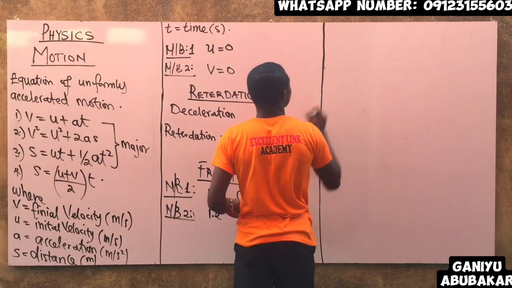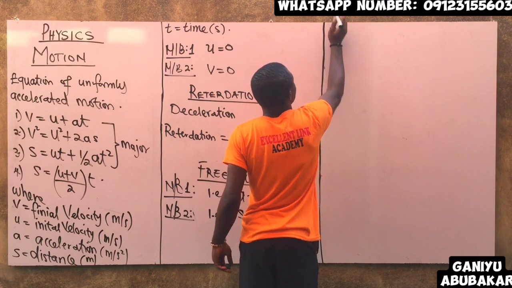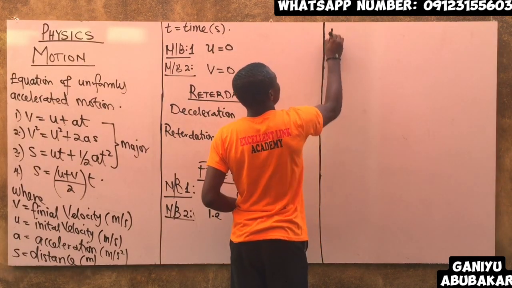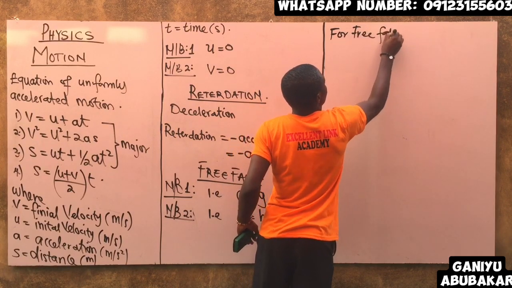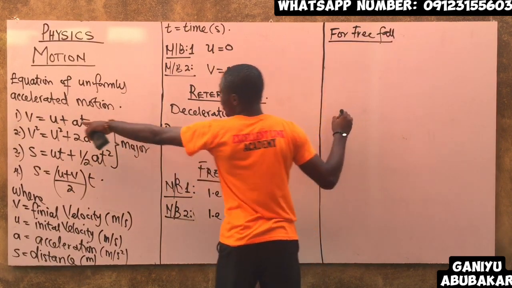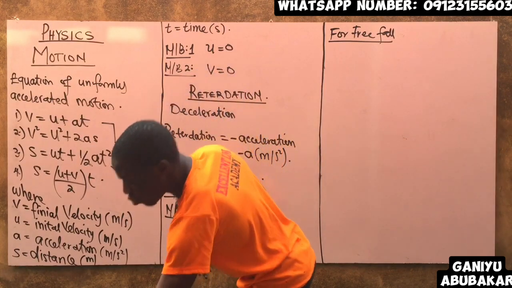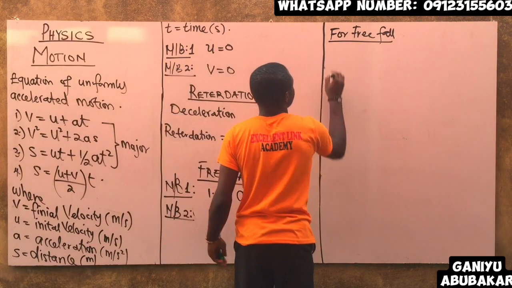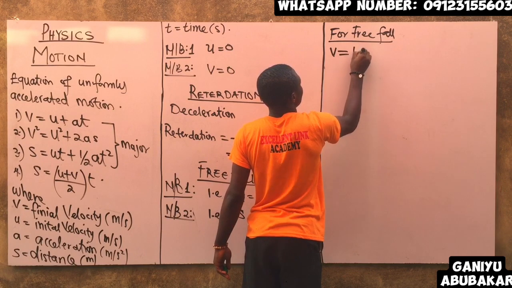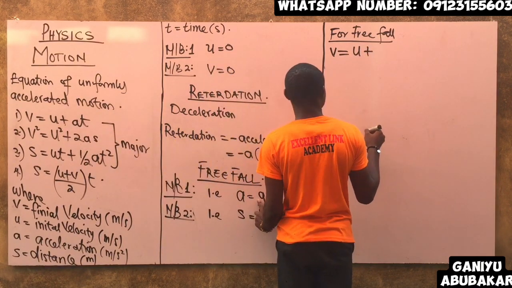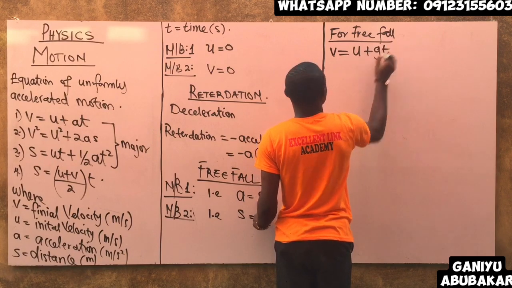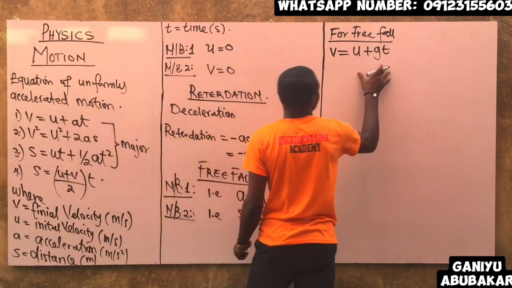So for free fall, the equations go below. Start with this: I have v = u + at. We said a is equal to what? Gravity, that's g. Next up, t. I have my t. This is the first equation.